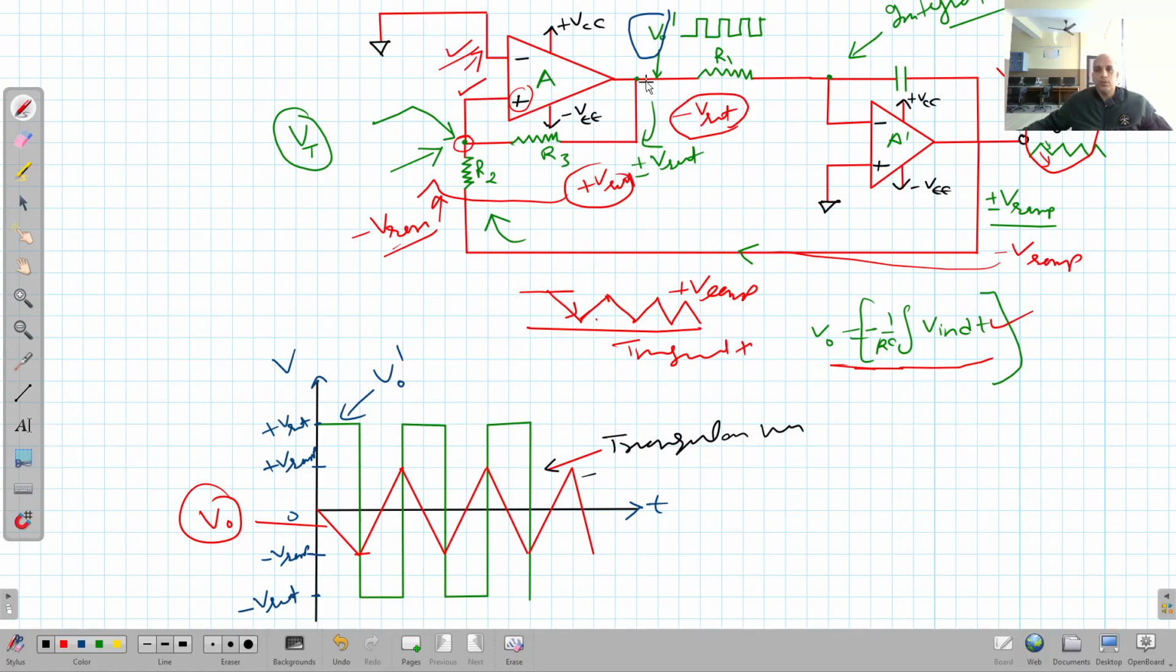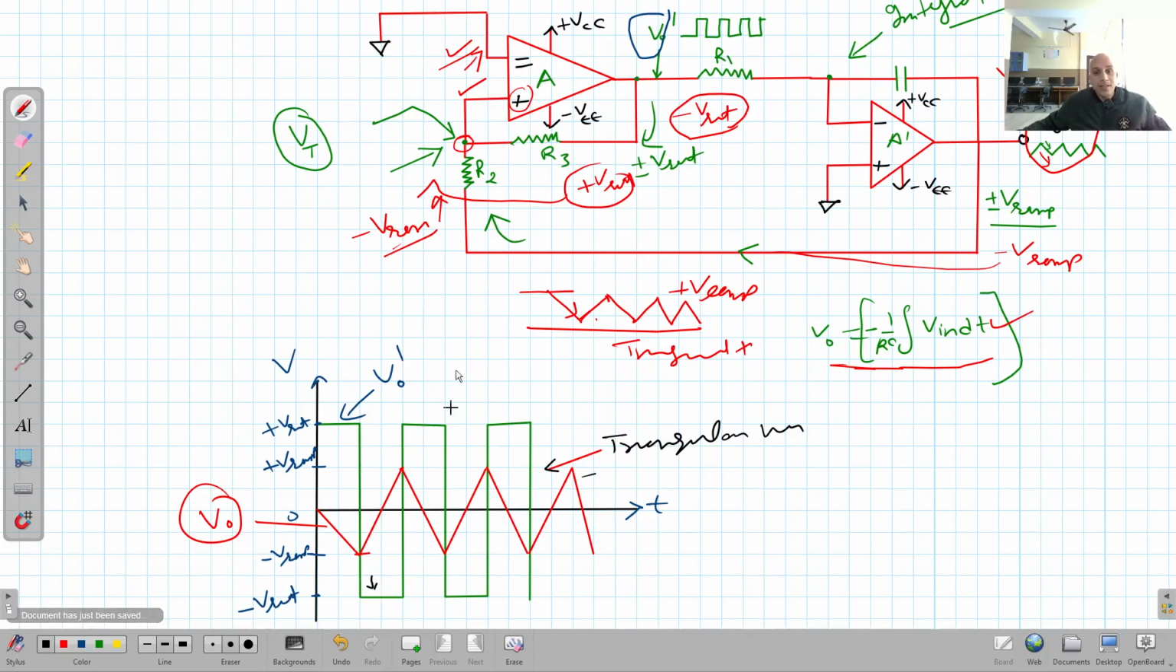Initially the output was in positive saturation. When it was in positive saturation, this ramp was a negative rising ramp. It continues to rise and reaches a point, minus V ramp. When it reaches this point, the net voltage at this terminal becomes 0. If it wants to go further in this direction, it becomes below 0 potential. In that case this potential becomes higher, so the output will become negative V saturation.